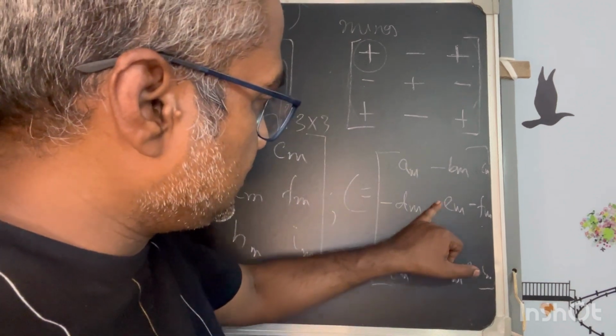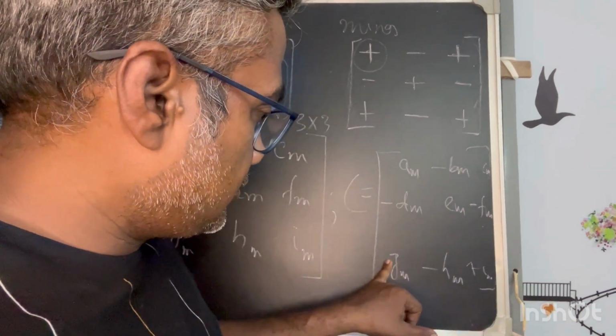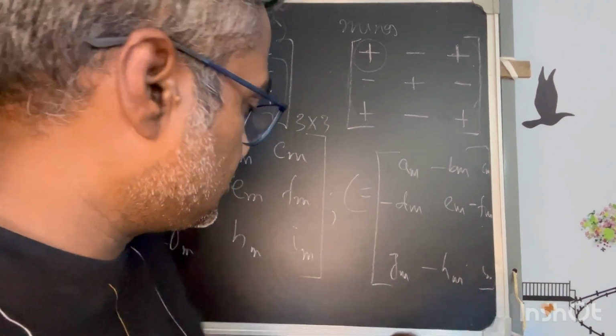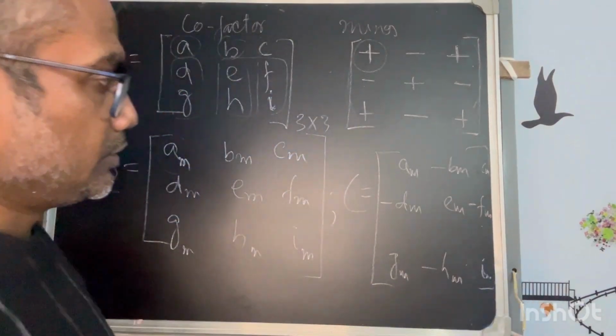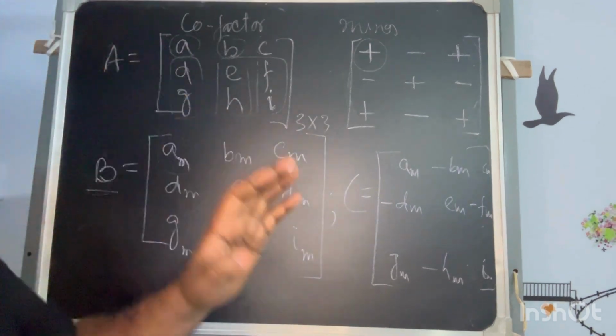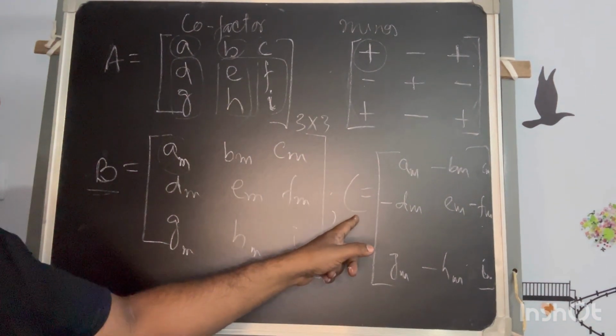So the unnecessary plus sign I need not write. If you write it, there is no harm in it, but it will be a bit clumsy, so that's why I am removing it. The only thing is that the minus will come. So I can form another matrix.